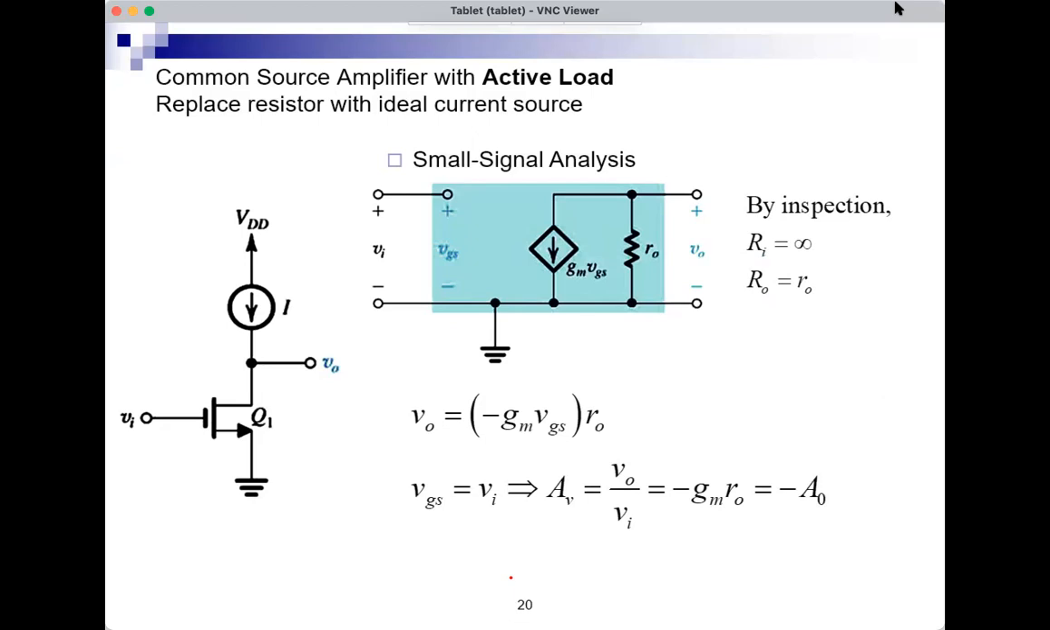So this looks like a great idea. We can get a very large gain by just replacing the resistor by a current source. So now the question becomes, okay, this is a nice idea. Can you build a current source? Well, yes, we learned how to build one this week. We can do that.